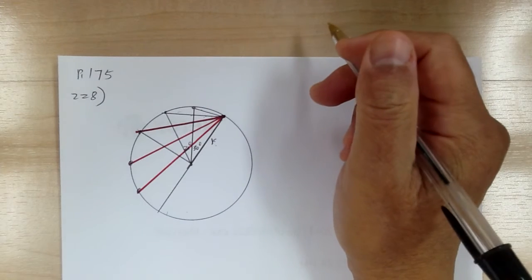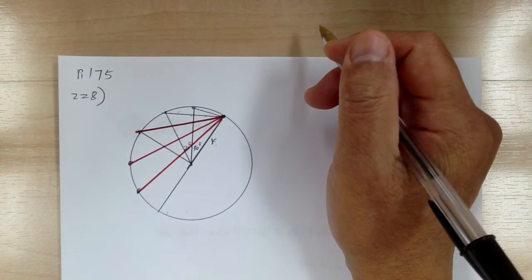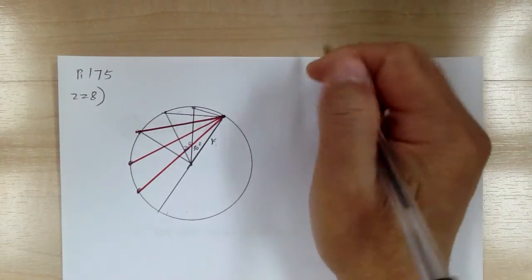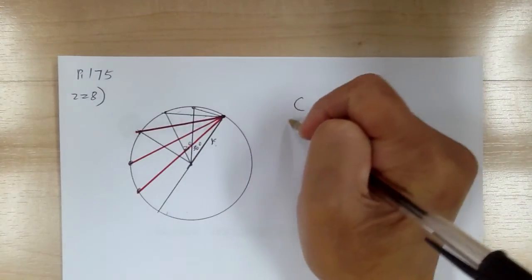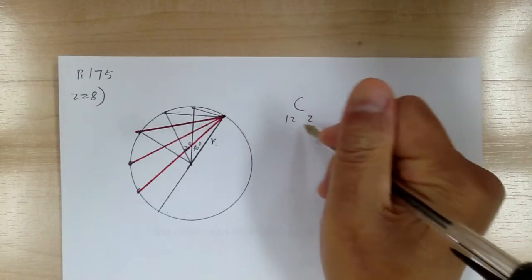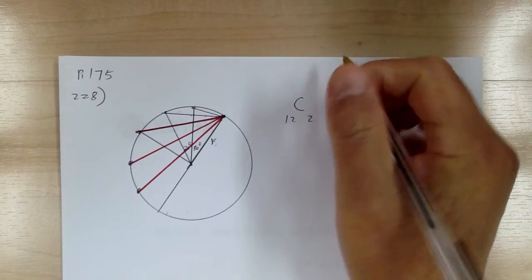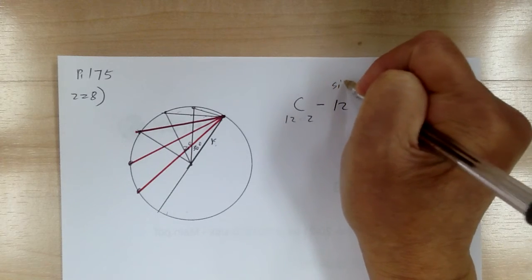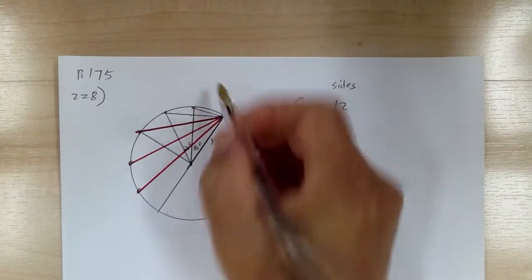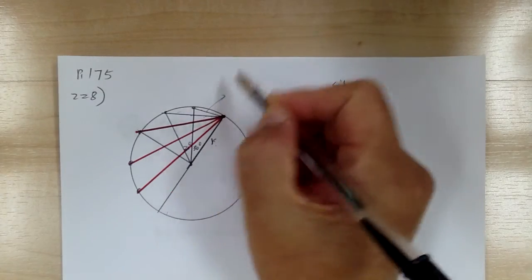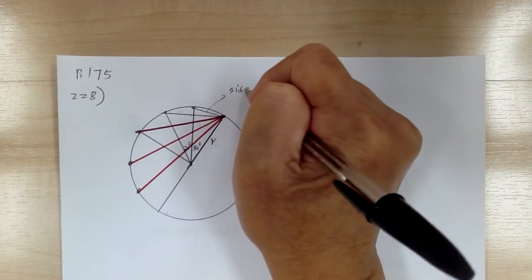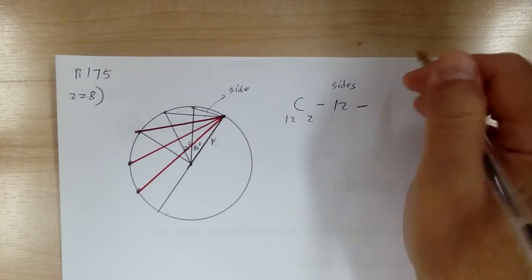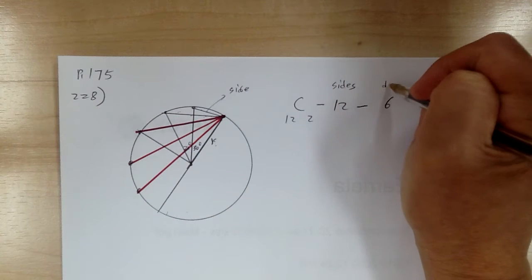Okay. So first, let's figure out the total connections. There are 12 vertices, so 12 choose 2 gives you the total number of segments. You have to subtract the 12 sides, these over here. Then you have to subtract the 6 diameters.